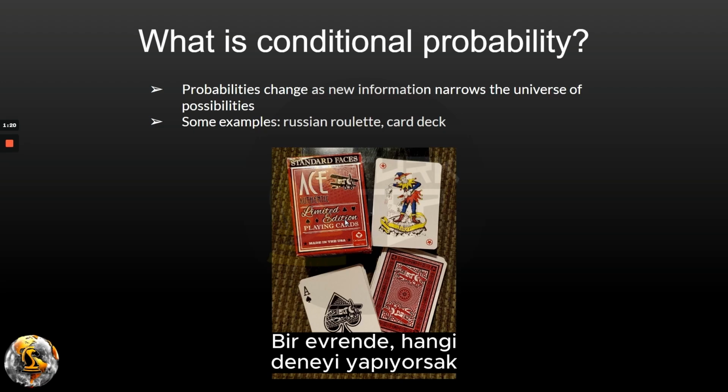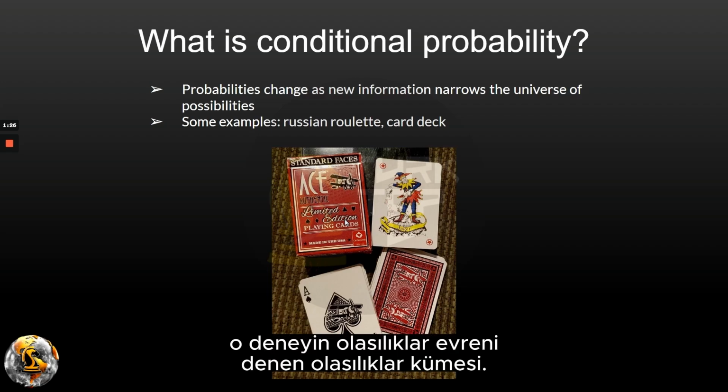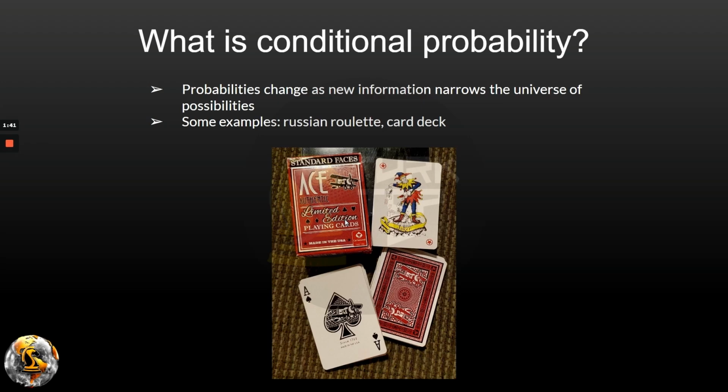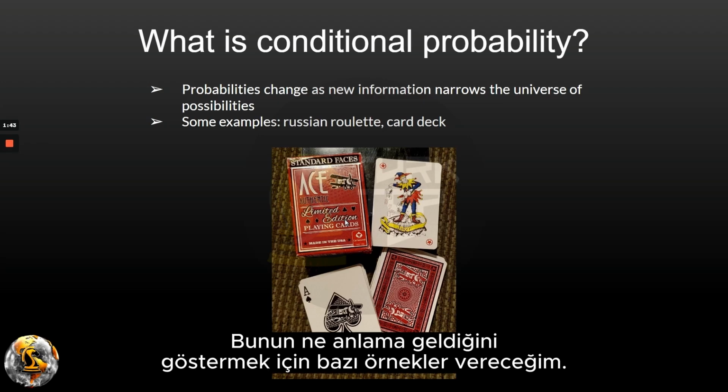In a universe, let's say whatever experiment we are doing, we might have a certain number of possibilities, which is called the universe of possibilities of that experiment. If we put a condition on that universe, then the number of possibilities reduces. I'll give certain examples to show what that means.